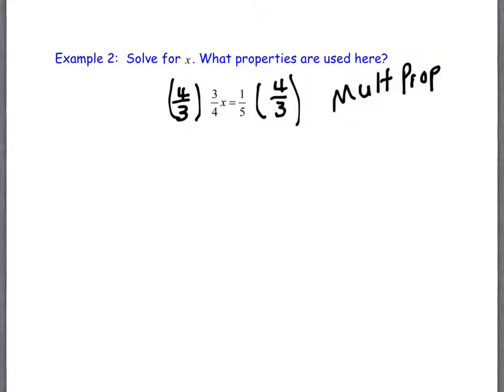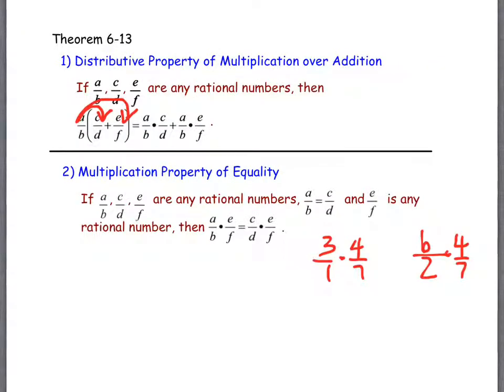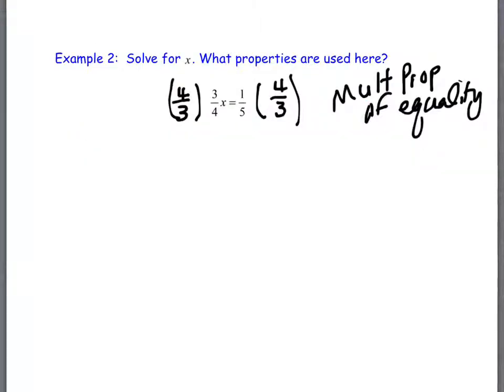No, I don't have any distribution because distribution takes things multiplying over an addition sign. This is the multiplication property of equality. It's number 2, right? Number 2 says I'm allowed to multiply both sides by e over f, and it won't change the answer's value. It won't change the original equality, let's say it that way. So this is the multiplication property of equality. That's what we're using there.